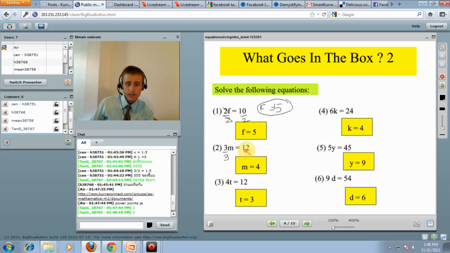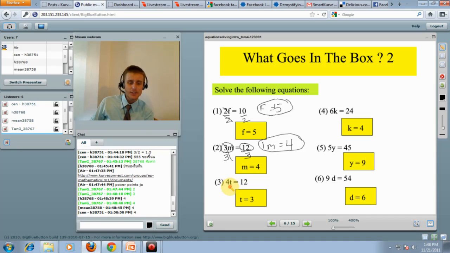3, correct. 3m divided by 3 becomes 1m. And whatever we do to this side, we also have to do to this side. So 12 divided by 3 is 4. Now in number 3, what do we divide each side by? 4! Oh, look at all those answers. 4, correct. So we have t equals 3. Okay, and number 4, we are going to divide by what?